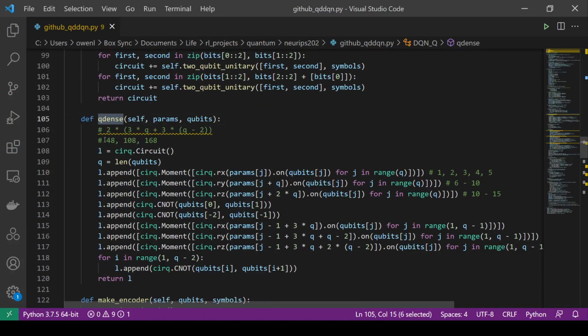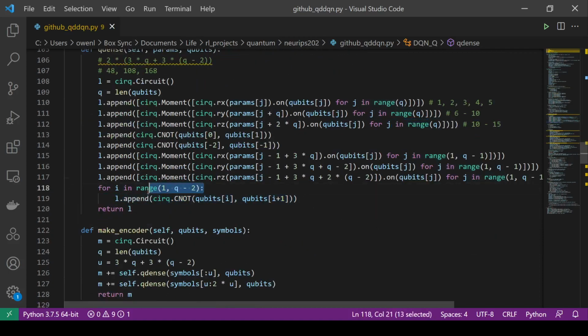This is the Q-dense layer, right? I don't know why I always do append instead of plus equals for circuits. That's just always my go-to, I guess, but I feel like plus equals is probably cleaner. This is some real jank and not very understandable. You know, where the hell did I pull these values from? But the idea is basically, I mean, you know what this is creating, the RX or RY, then CNOTs, and then more on every qubit, right? Yeah, you can see for each qubit it does this. And then more entangling CNOTs at the end.